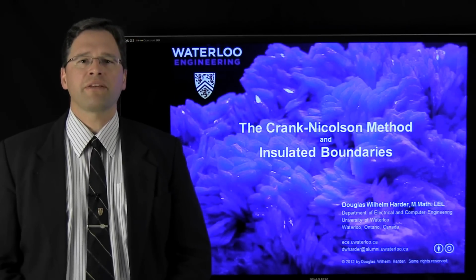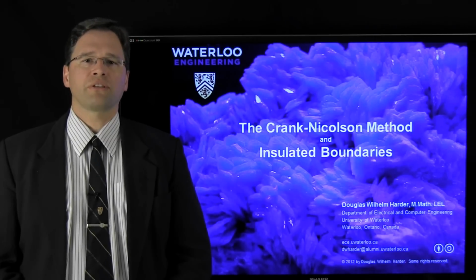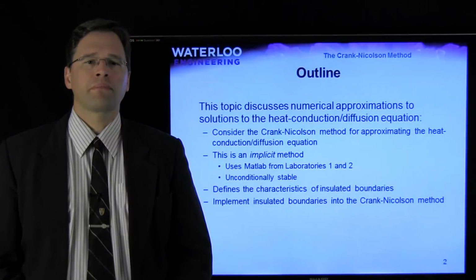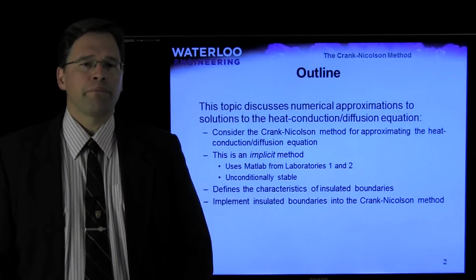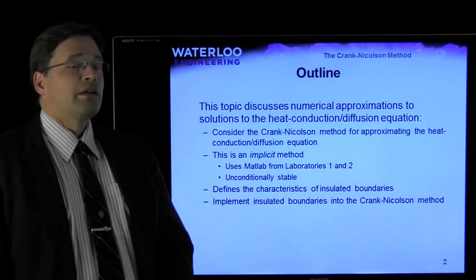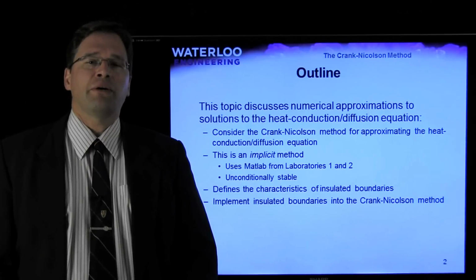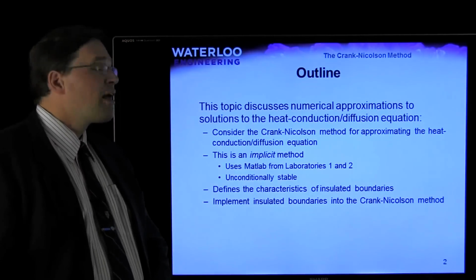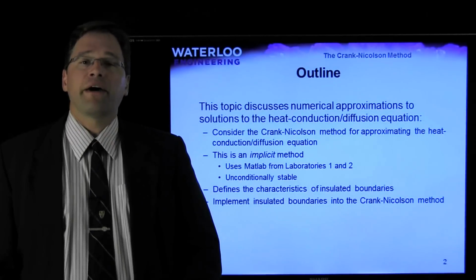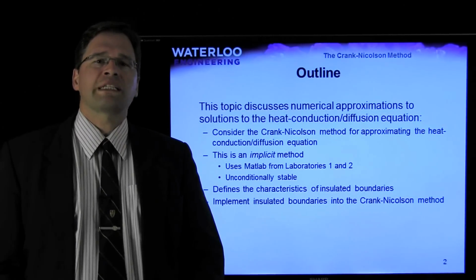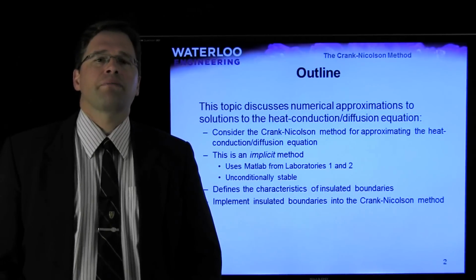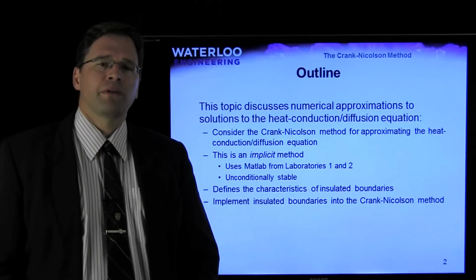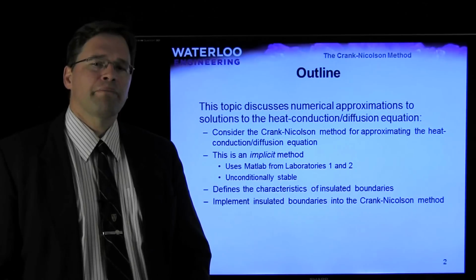We're going to look at the Crank-Nicolson method for approximating solutions to partial differential equations, and we're also going to look at insulated boundary conditions. So this lab is going to look both at solutions to the heat conduction diffusion equation using the Crank-Nicolson method as approximating those solutions. This is an implicit method, unlike the previous method we saw in Lab 2, which was explicitly defined. We'll review this. However, we're still going to use the same math that we used both in Lab 1 and Lab 2. So there isn't really all that much new here.